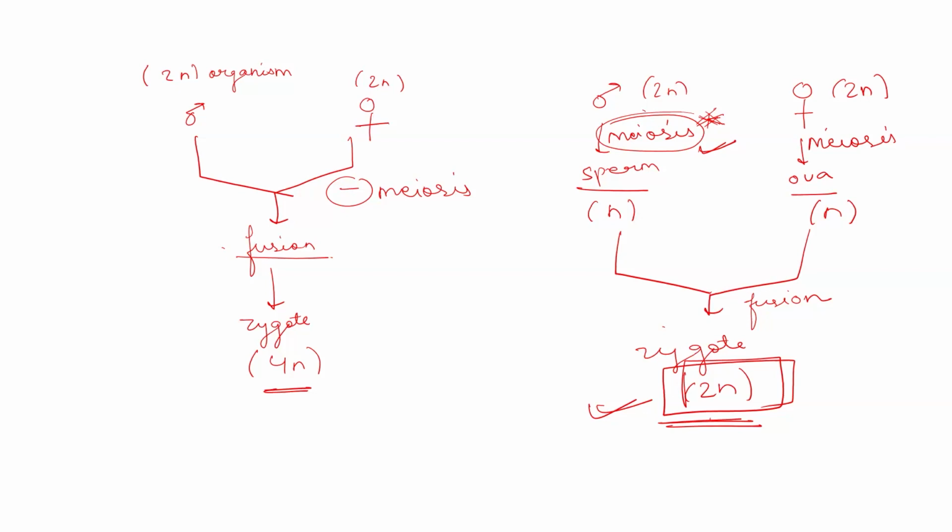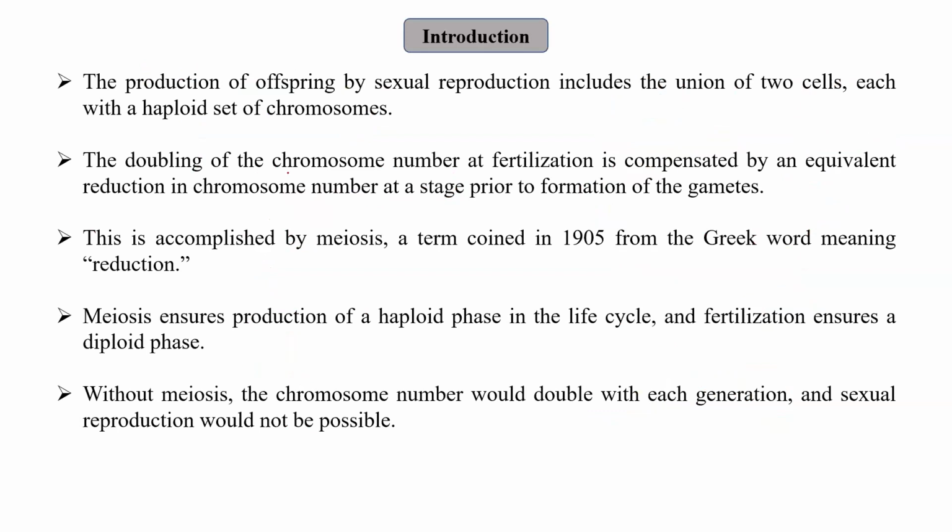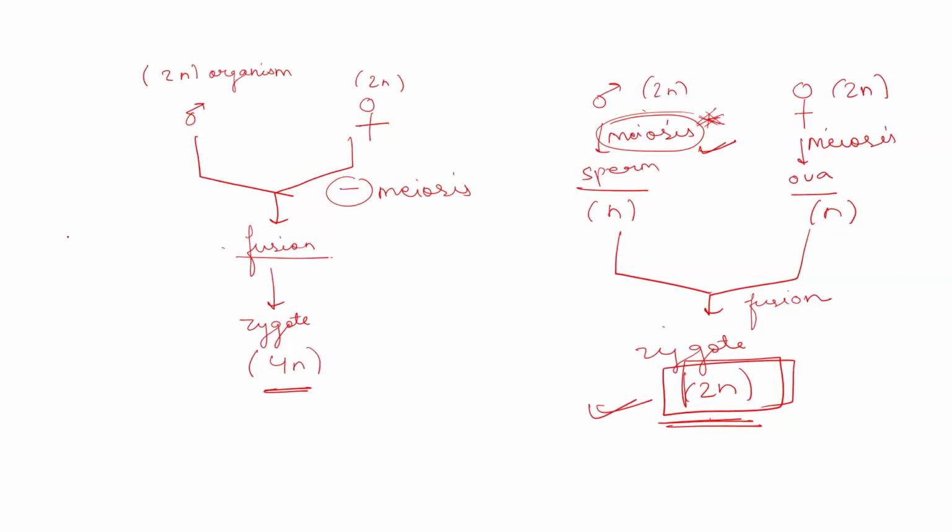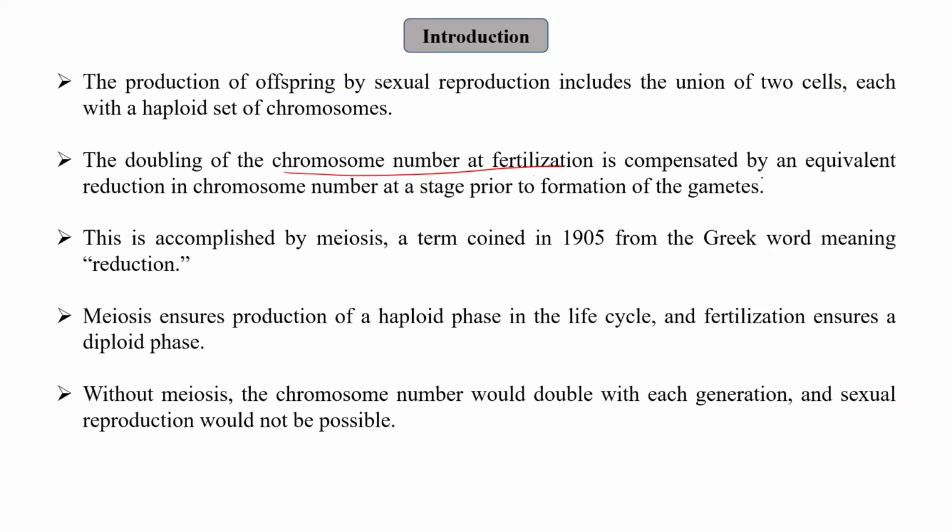So this conversion of diploid to haploid is taking place with the help of meiosis, which is also known as reductional division. So basically, they are talking about this situation where the doubling of the chromosome number may happen during fertilization, but this does not take place because of the process known as meiosis. This is compensated by an equivalent reduction in the chromosome number at a stage prior to the formation of the gametes. This happens by the process known as meiosis.